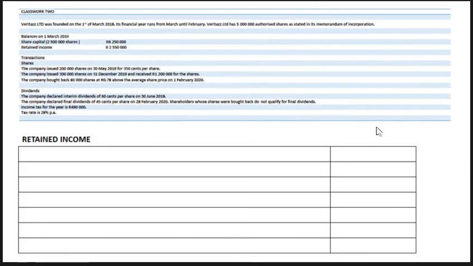Alright guys, let's just check this out. What are we going to start with? How much is the balance? That is correct. Your balance here will simply be 2,550,000. What's next?